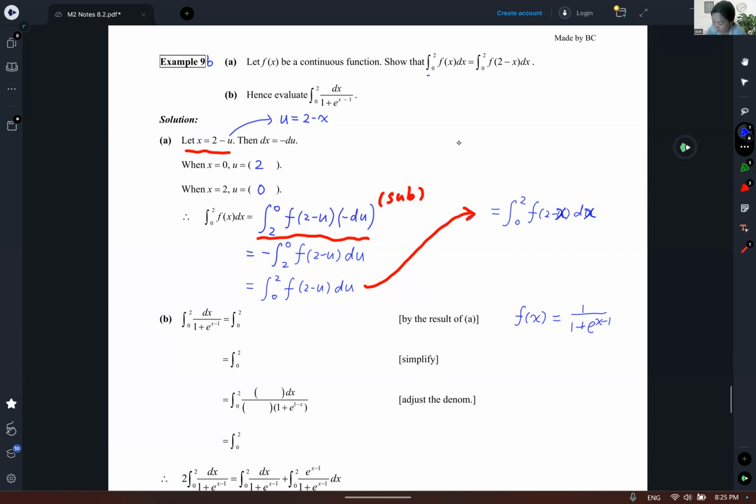Now afterwards, you would change this integral to another integral, but do not change the lower limit and the upper limit. You only change the function. So the function is changed. Instead of writing 1 divided by 1 plus e to the power x minus 1, I'm going to change x to 2 minus x. So here, the only change is 2 minus x.